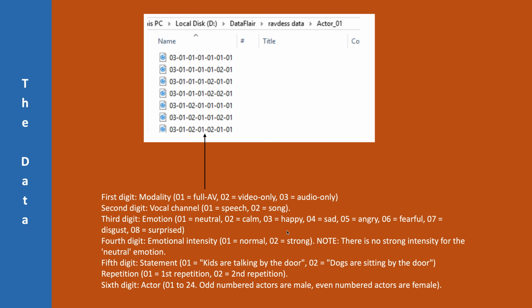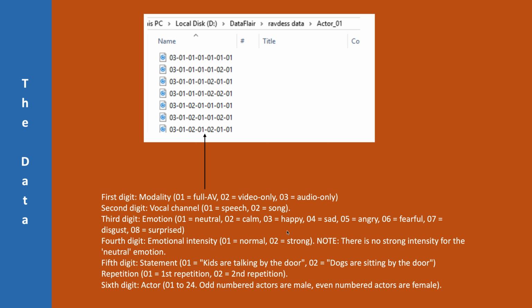We will be classifying the RAVDESS dataset, which means the Ryerson Audio-Visual Database of Emotional Speech and Song. So, RAVDESS. This dataset has 7,356 files rated by 247 individuals, 10 times on the emotional validity. The entire dataset is 24.8 GB, but we will be using a smaller compressed version.